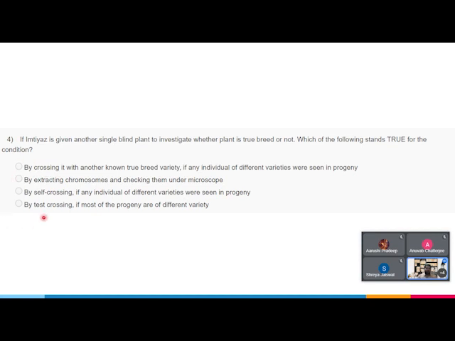So Imtiaz is given a plant whose genotype he does not know and wants to know if it is a true bred plant or not. That is, it has all homozygous traits or not. So which technique can he use? Only one option is correct. You can go ahead and try and answer this.